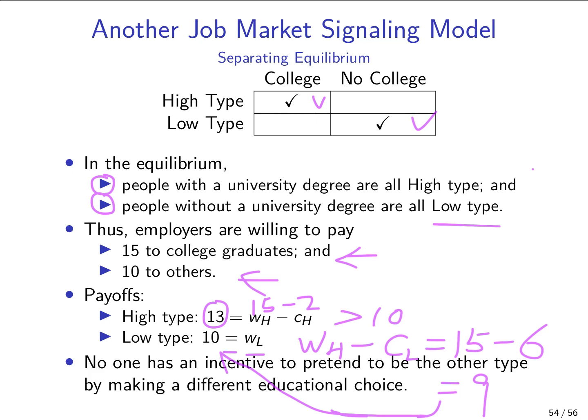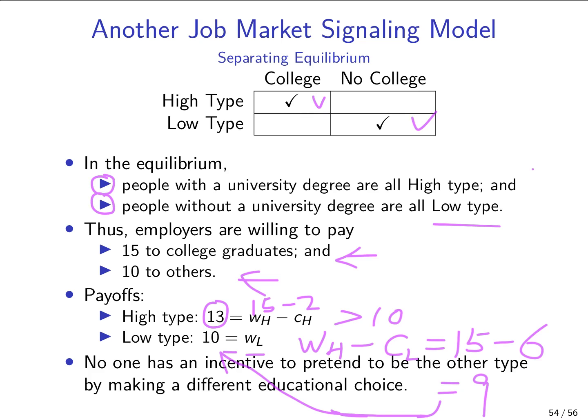And more importantly, the low type will have no incentive to deviate and pretend to be a high type. In our game theoretic language, they are sequentially rational, and moreover, the employers form the belief based on equilibrium play, which is a quote-unquote correct belief.